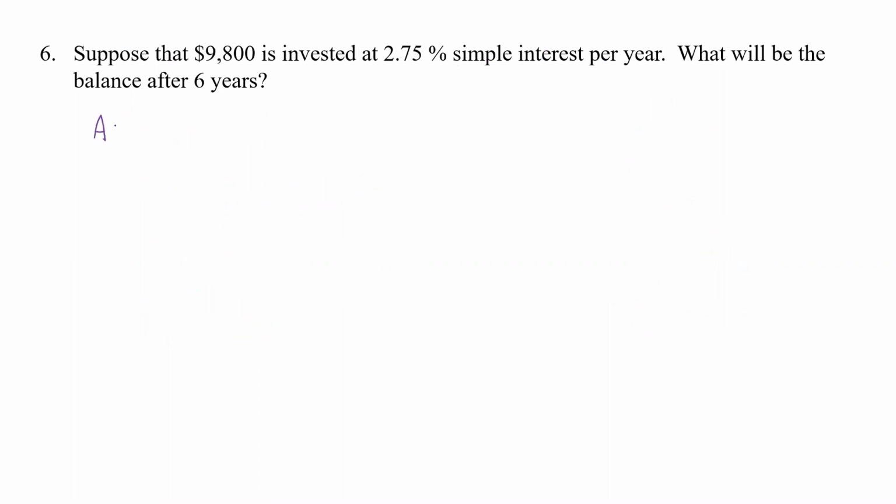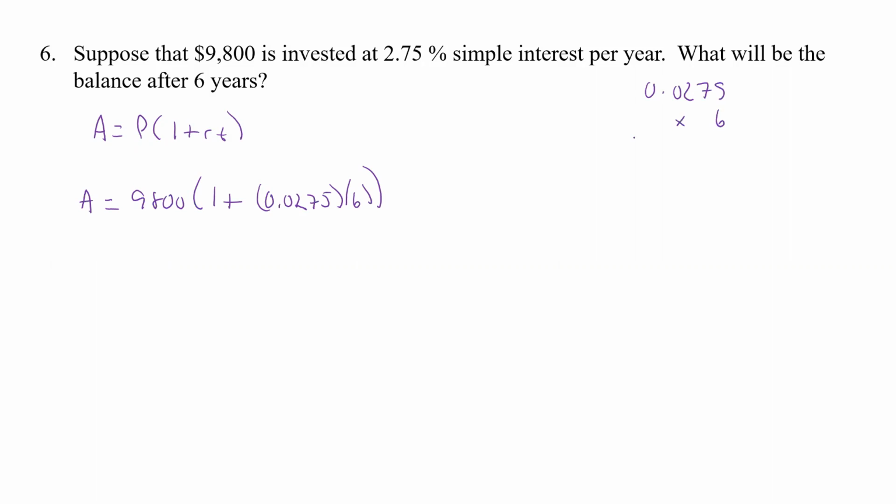We want the balance after 6 years. So we're going to take P times 1 plus RT. And so A equals 9,800 times 1 plus R, which is going to be 0.0275 times 6 years. So we have to take 0.0275 times 6.